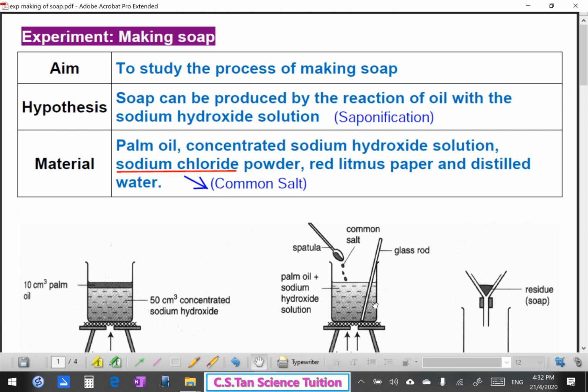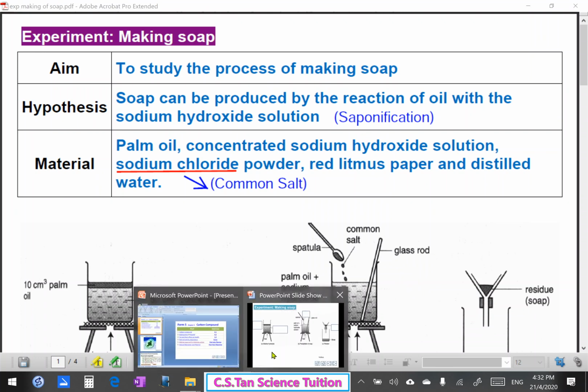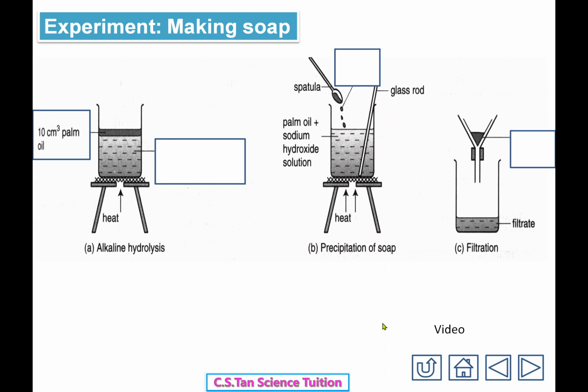Okay, so how is the process? So we look at our experiment. Okay. So prepare 10 ml palm oil and add concentrated sodium hydroxide inside, and heat them together. When you heat them together, remember you have to stir continuously. So after a while, maybe 10 minutes, 20 minutes, the soap will be ready. Okay, so the soap actually is ready inside the beaker.